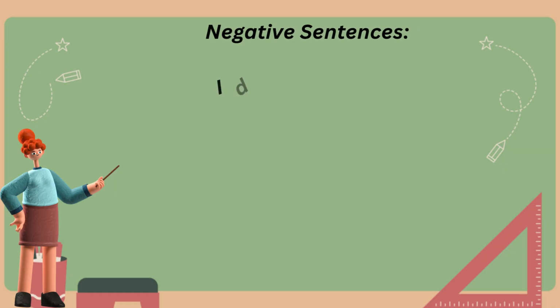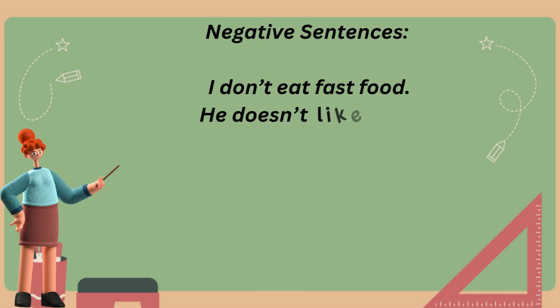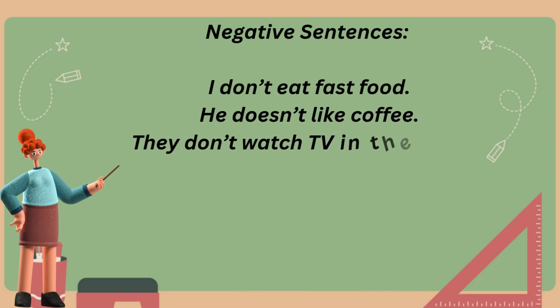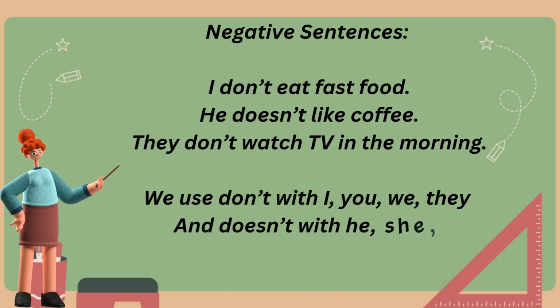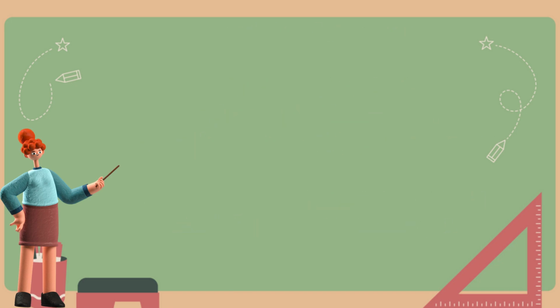Negative sentences. I don't eat fast food. He doesn't like coffee. They don't watch TV in the morning. We use don't with I, you, we, they, and doesn't with he, she, it.